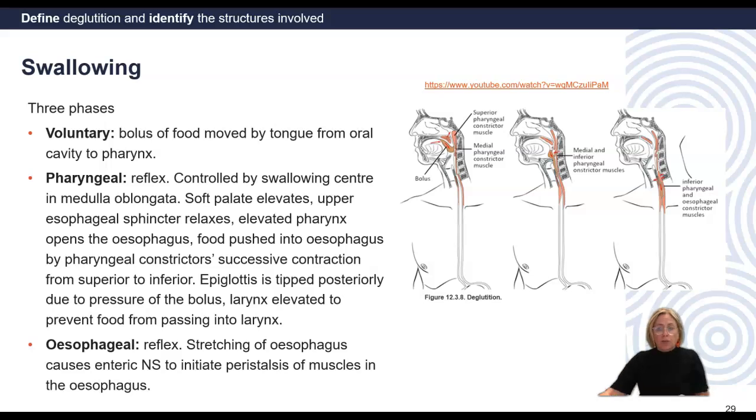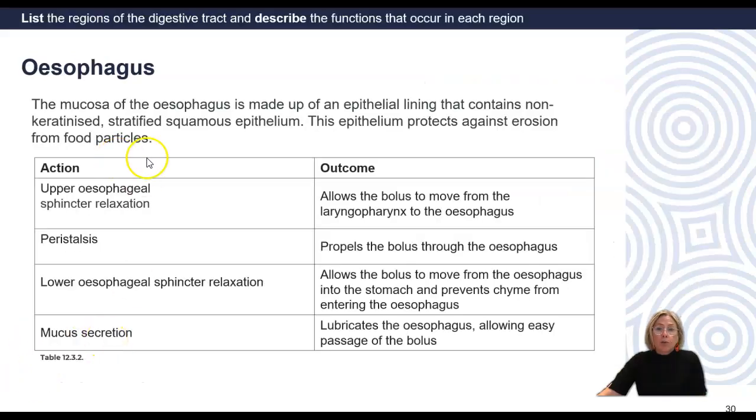The esophageal phase is a reflex as well, and stretching of the esophagus causes the enteric nervous system to initiate peristalsis of muscles in the esophagus. So just to summarize the esophagus, it does contain stratified squamous epithelium in the mucosal layer, and that protects against erosion from food particles passing through.